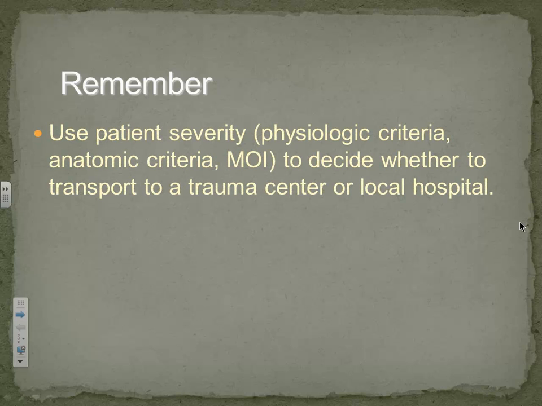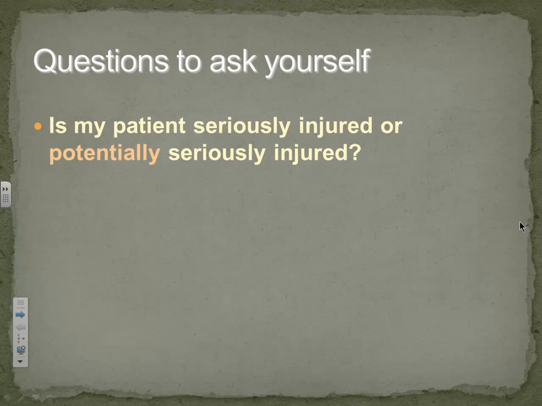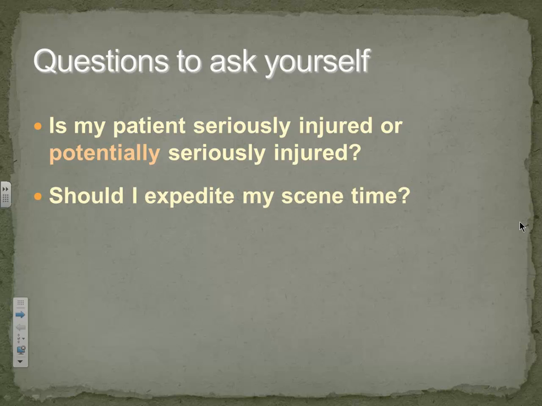Look at their physiological criteria, anatomic, and the mechanism of injury to determine transport destination. You're looking at mechanism of injury. Do they have the potential of turning bad on you? And a lot of them do. And that's what you're really looking for. You're projecting, if this runs its full course, how bad can this get?